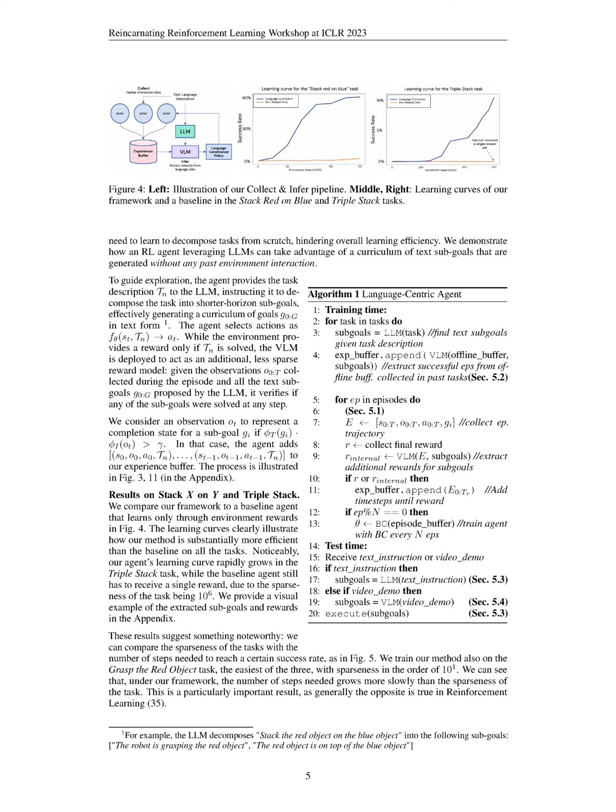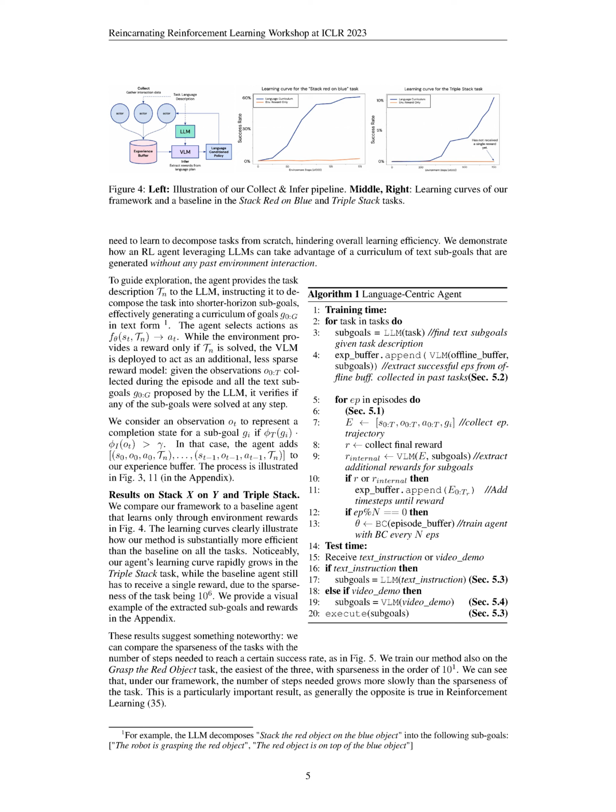While the environment only provides a reward if the task is completed, the Vision Language Model, VLM, acts as an additional, less sparse reward model. It checks if any of the subgoals were achieved at any step, based on the observations collected during the episode and all the text-based subgoals proposed by the LLM. If an observation represents a completion state for a subgoal, the agent adds the sequence of states, observations, actions, and task descriptions to our experience buffer. This process is illustrated in the figure in the appendix.